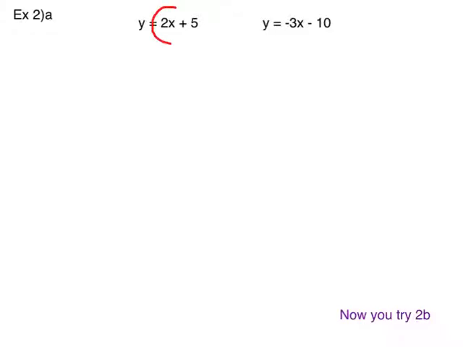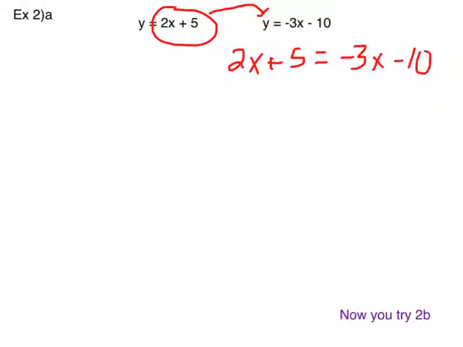I personally am just going to take this one and put it into y right here. So it means that on the left side, I get 2x plus 5 equals the right side, negative 3x minus 10. I didn't do anything to the right. I just replaced this whole y right here with what y was equal to in the other equation. Now you've got to solve.